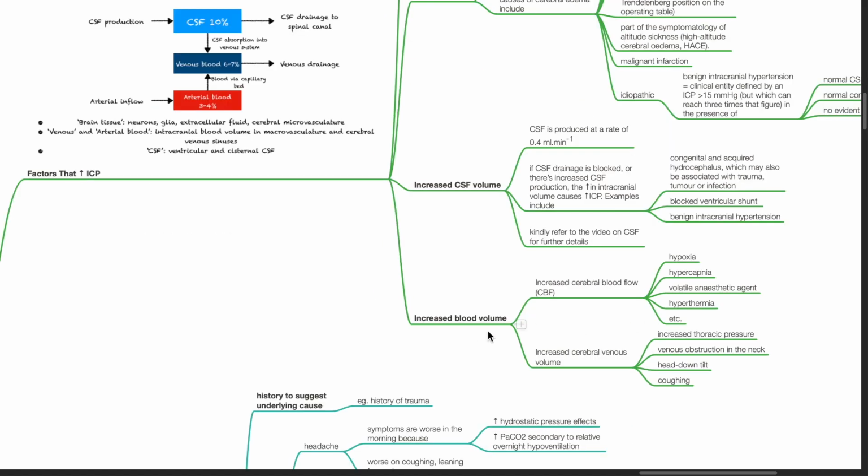Increased blood volume can increase ICP. Increased blood volume can be due to increased cerebral blood flow, CBF, or increased cerebral venous volume. Increased CBF can be due to hypoxia, hypercapnia, volatile anesthetic agent, hyperthermia, etc. Increased cerebral venous volume can be due to increased thoracic pressure, venous obstruction in the neck, head down tilt, and coughing.